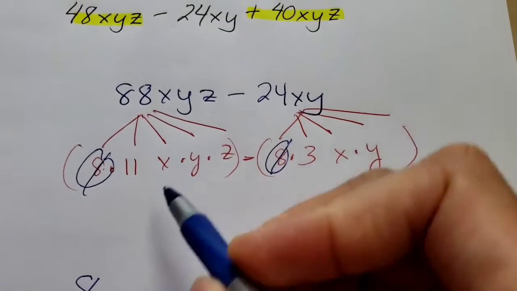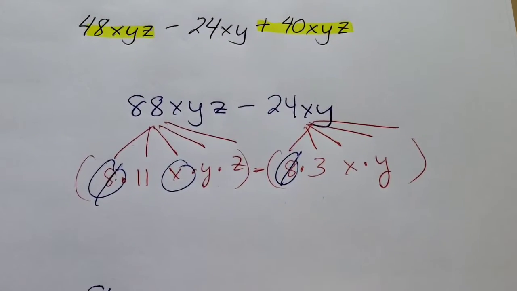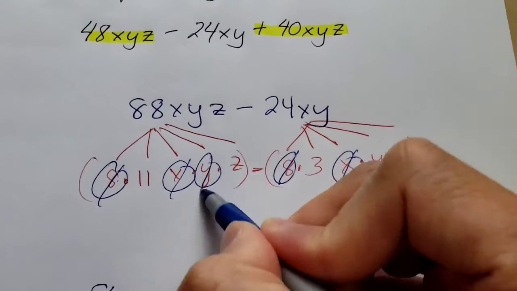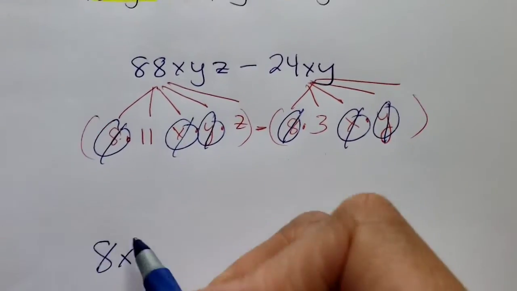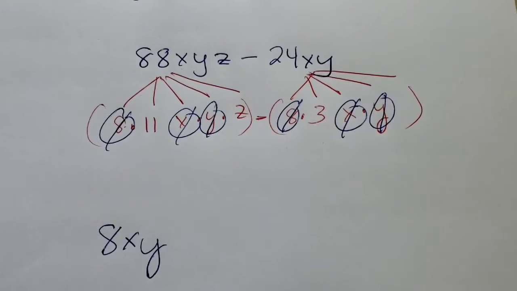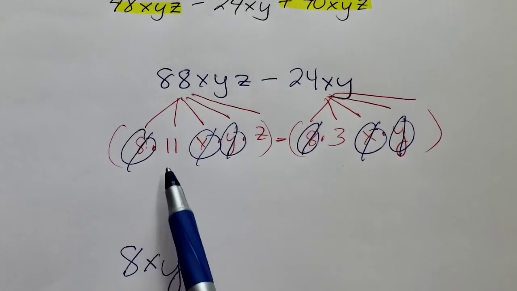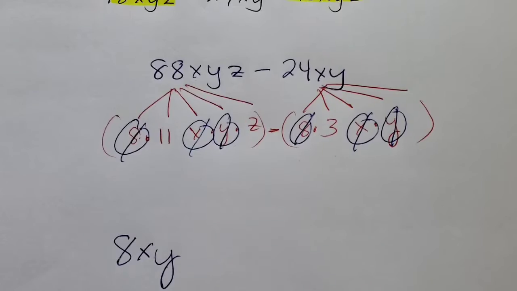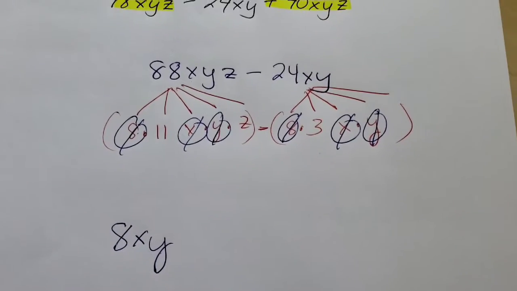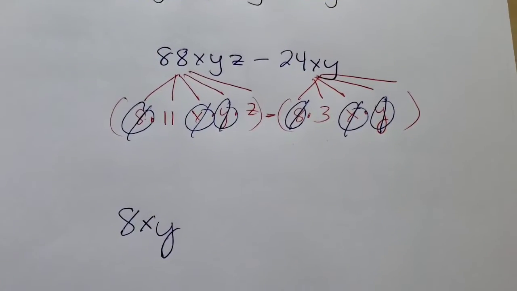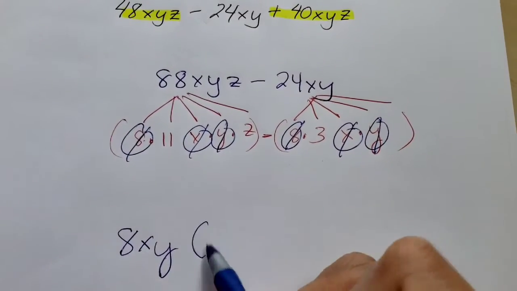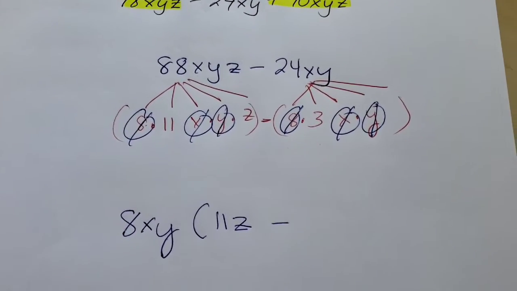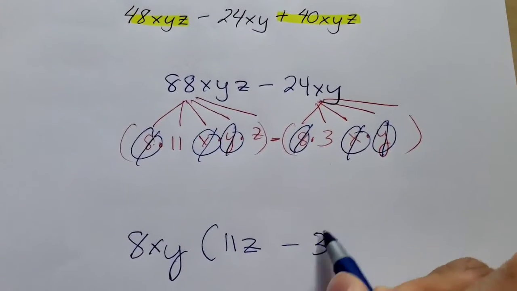And what else is common? x is common, and there's another x. And y is common, another y. So we factor out 8, x, and y from these two terms. Factor out means we're dividing it out. So now, what's left over would be 11 times z minus, we got 3.